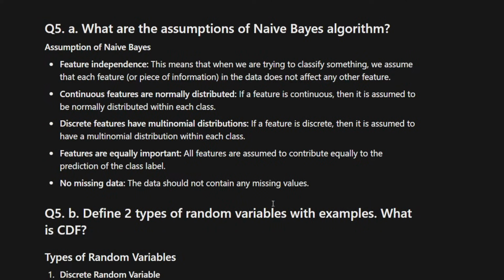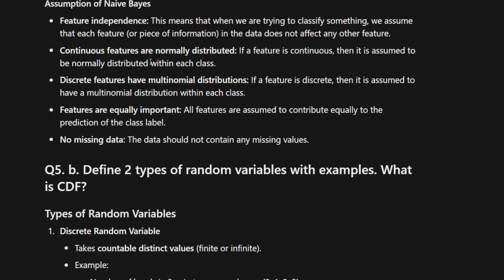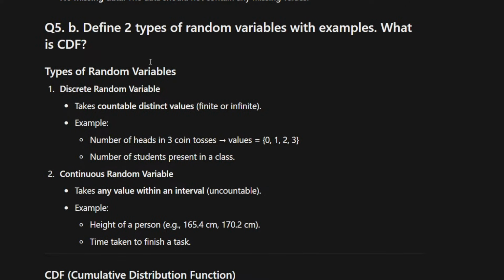What are the assumptions of the naive Bayes algorithm? Oh wait, this already came, right? So this is basically the same answer as before. Moving on to the next question.